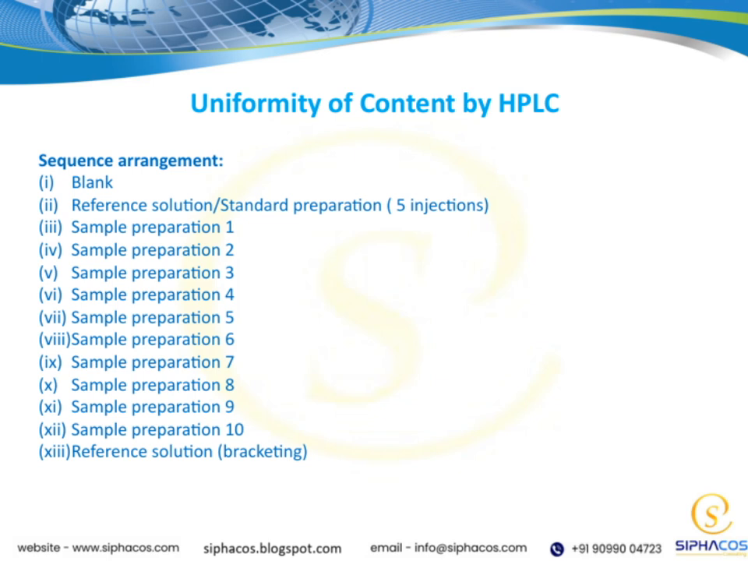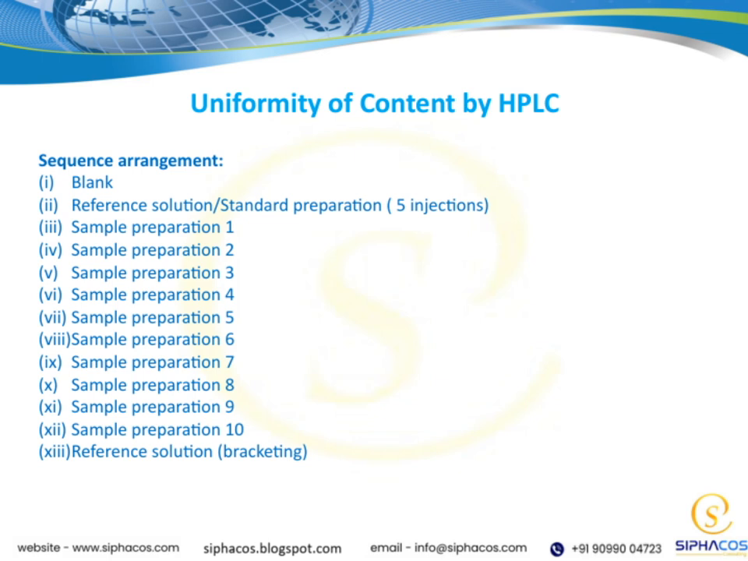We've got 10 different sample preparations, labeled from 1 to 10. These are the actual test samples we're analyzing, and preparing them carefully ensures that our results are accurate and reproducible. After we've prepared all our samples, we include a reference solution again, this time for bracketing purposes. Bracketing with a reference helps us account for any variability in the HPLC system during analysis, maintaining consistency across runs.